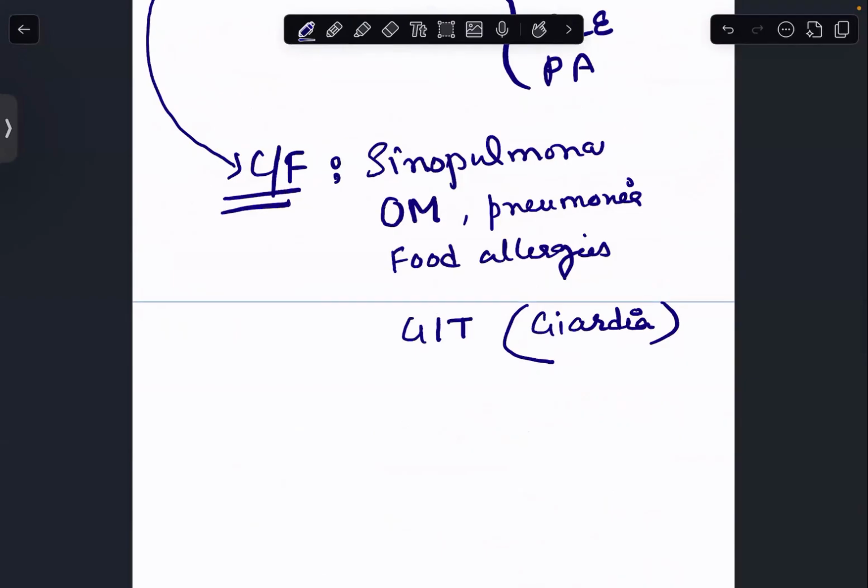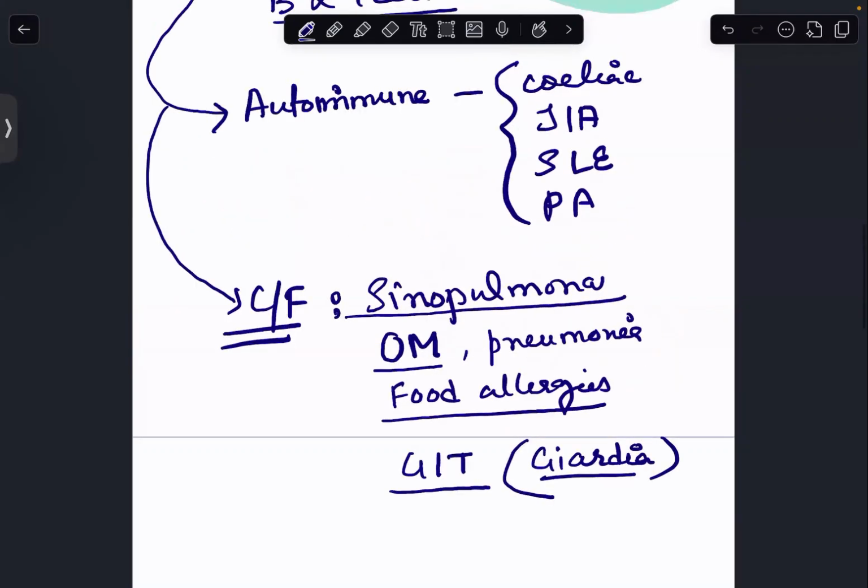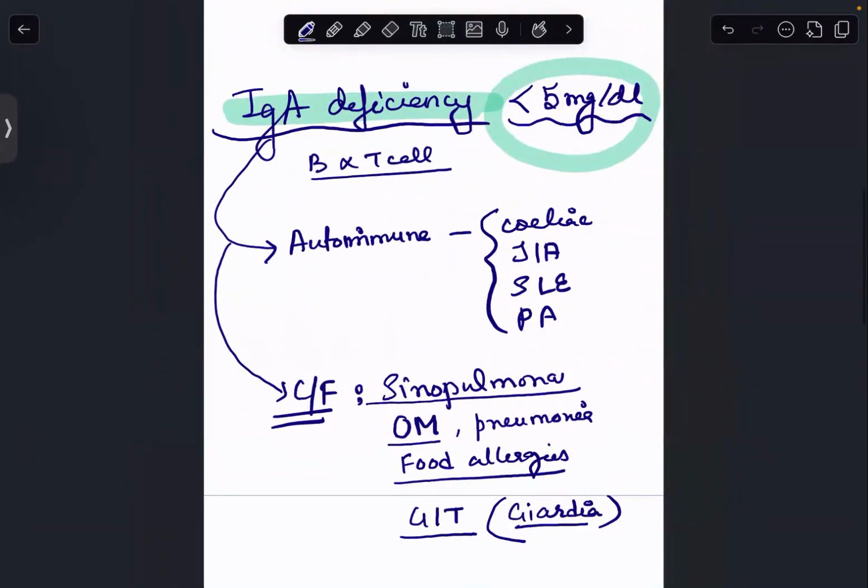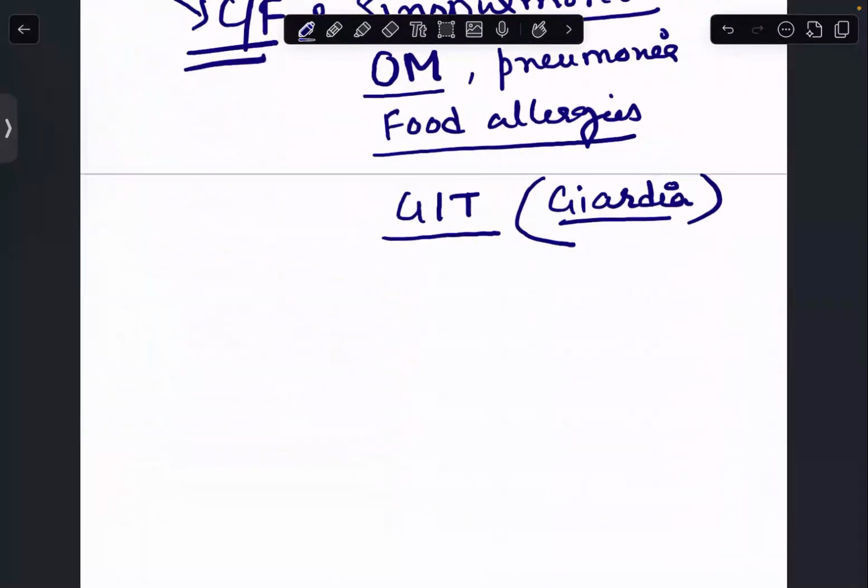for Giardia. Okay, so they come with sinopulmonary infections such as otitis media, pneumonia, along with that commonly associated with food allergies and also GIT infection by Giardia. Okay, is this clear till now? Because I'm going to say something very interesting.